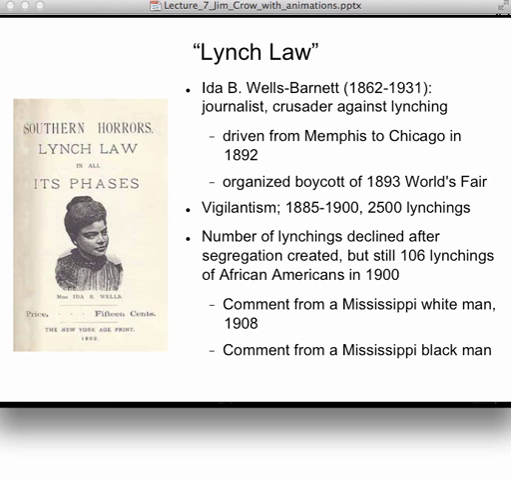And it actually is true that once segregation began to be imposed in terms of housing and public accommodations in the 1890s, the number of lynchings did actually go down. But it certainly did not disappear. In fact, in 1900, there were 106 recorded lynchings of African Americans in that year alone.